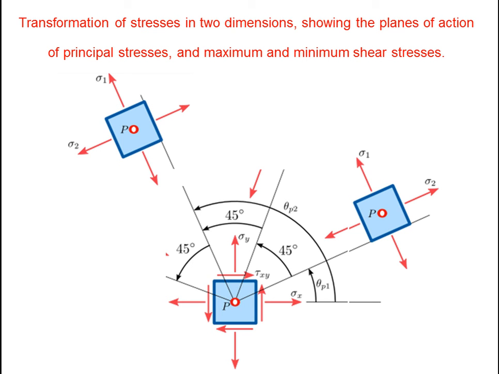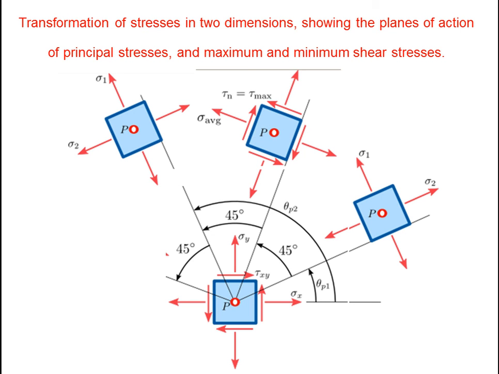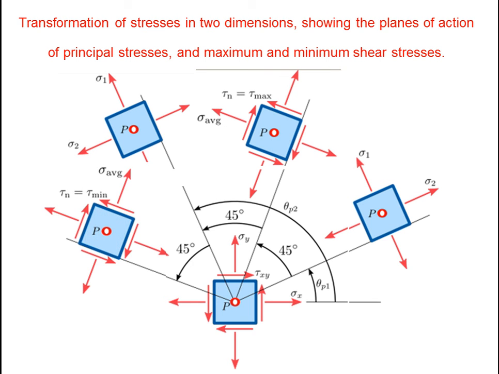At 90 degrees from the major principal plane is the other plane, the minor principal plane, where the stress normal to this plane is sigma 2 and along this plane is sigma 1. So these two are principal planes. From the principal plane, the shear stress plane is at 45 degrees. So from this 45 degrees, if we mark, this is the plane of maximum shear and the other one is the plane of minimum shear.